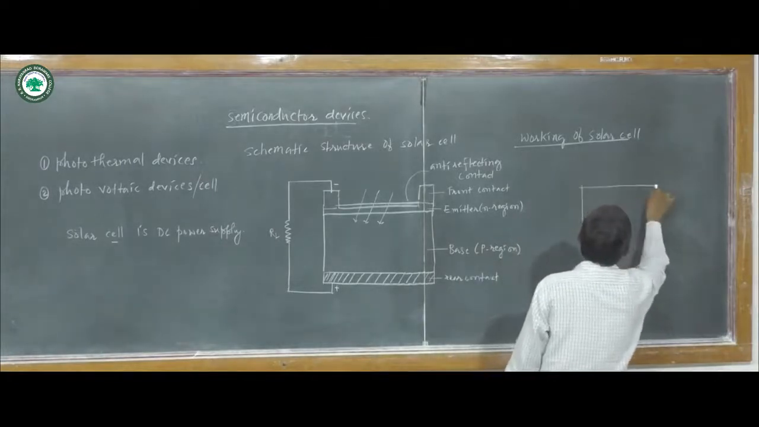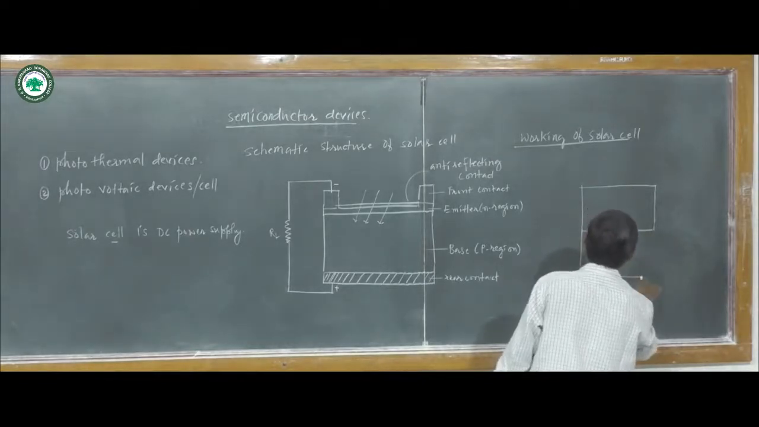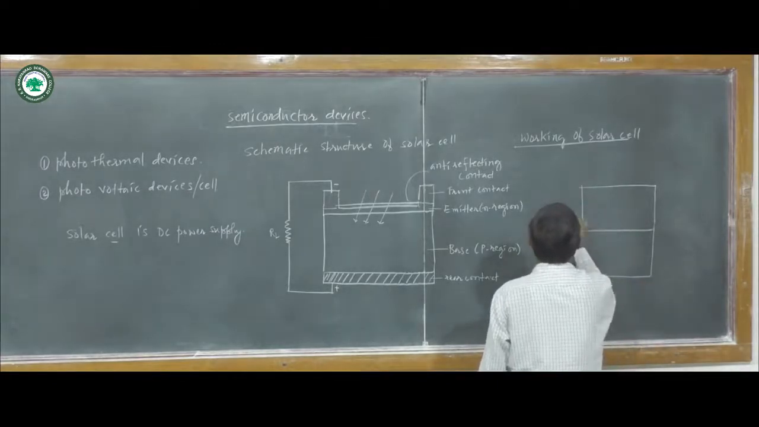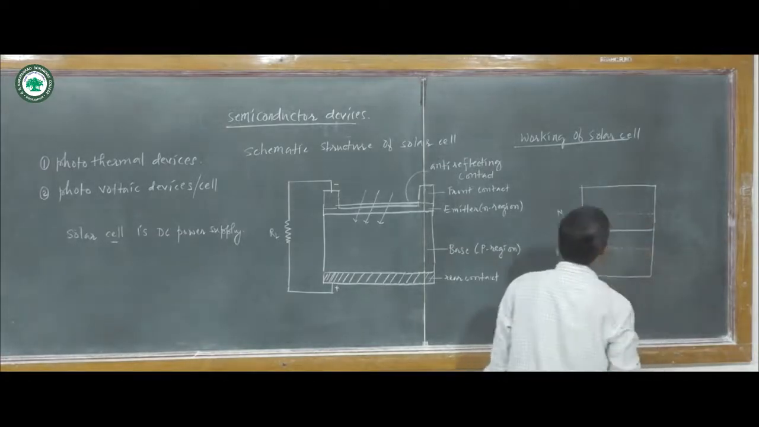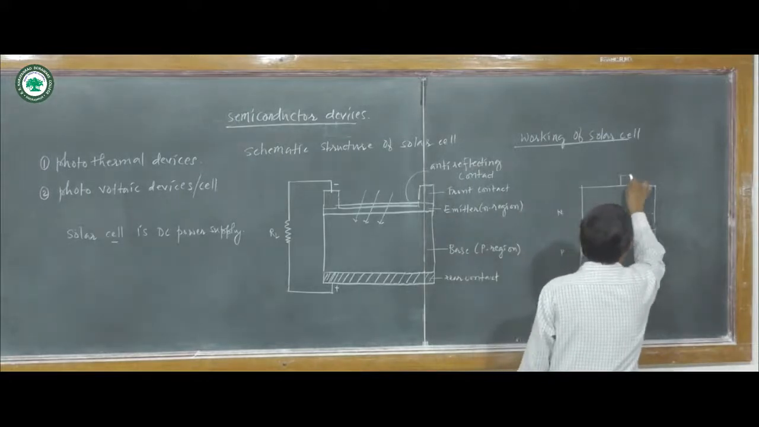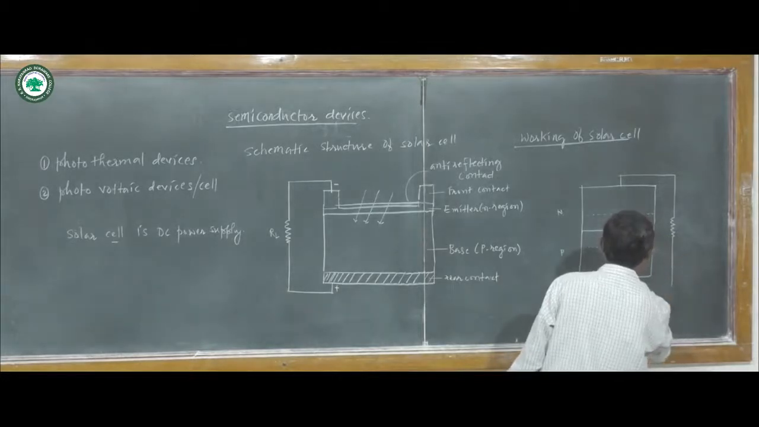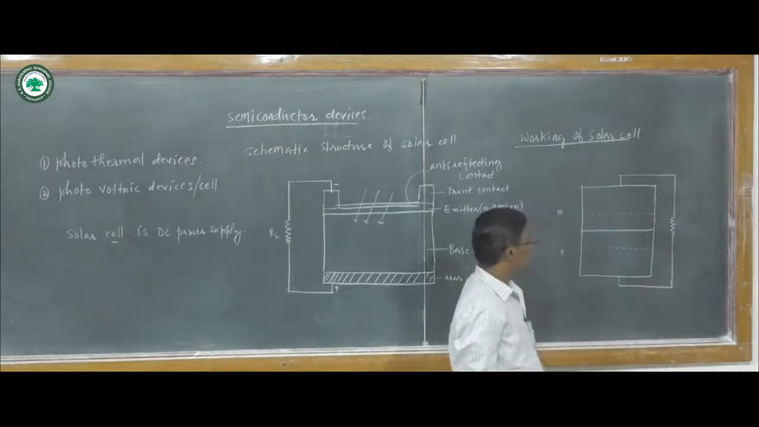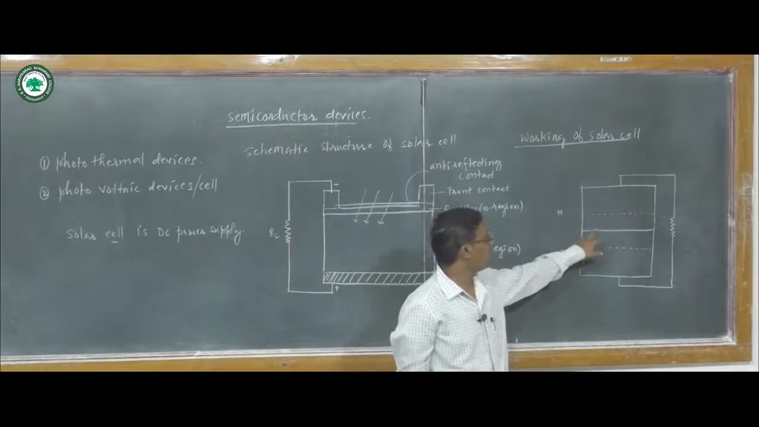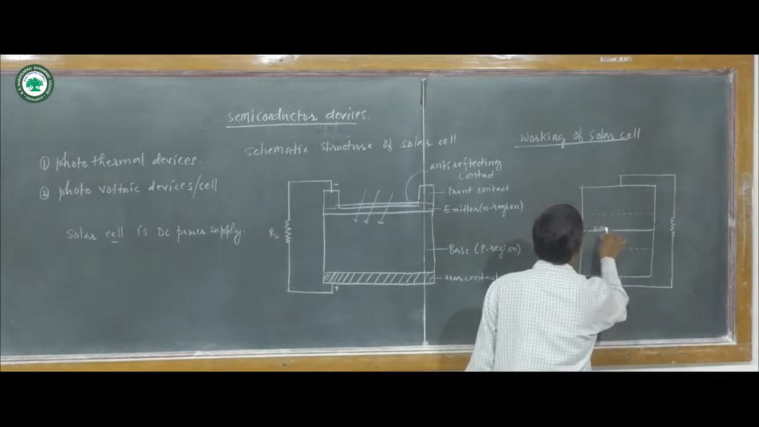Here is the N region, and this is the P region. At the junction there is the depletion layer. This N region is connected to the load. When the sunlight reaches the depletion layer, here we find the negative and positive holes.